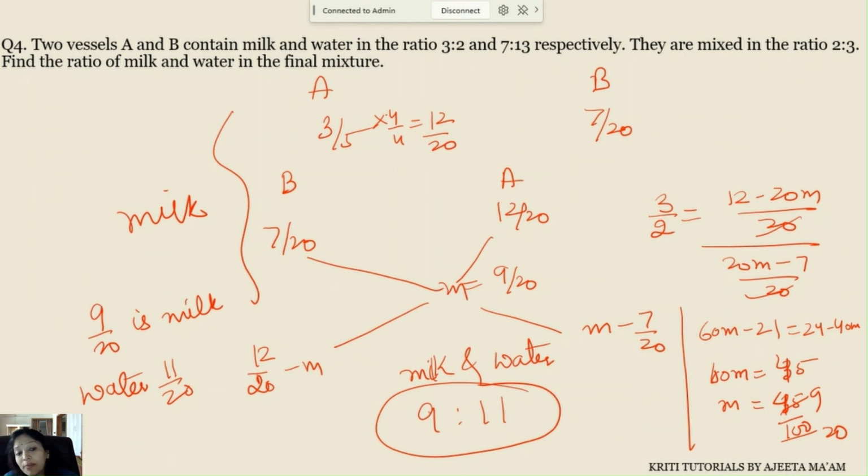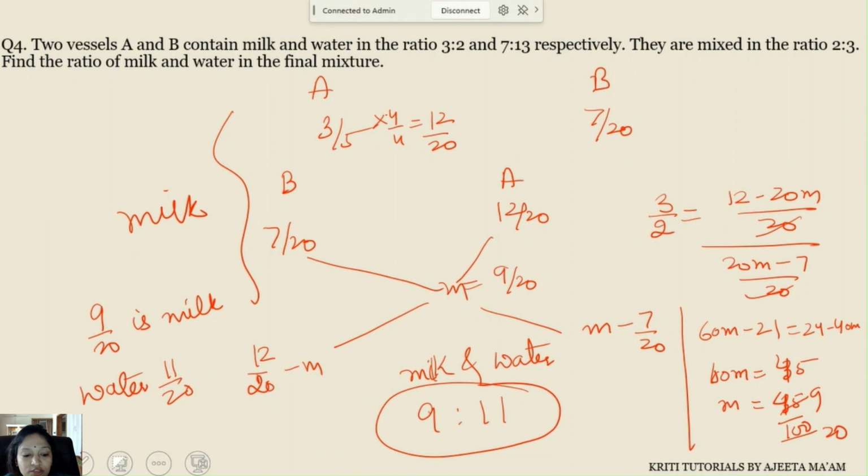So remember the question when it comes for MCQs, you have to be very particular about the options. They give you both the options. So you have to read the question carefully and check. First, milk is written, so milk ratio will come in the numerator and water will come in the denominator. Right? So this is 9 is to 11.